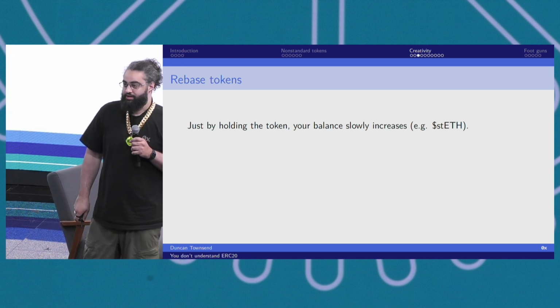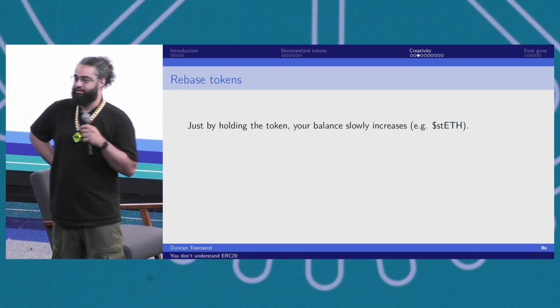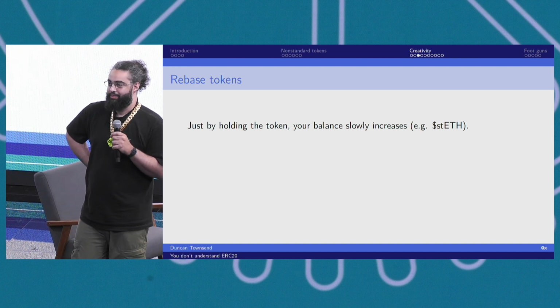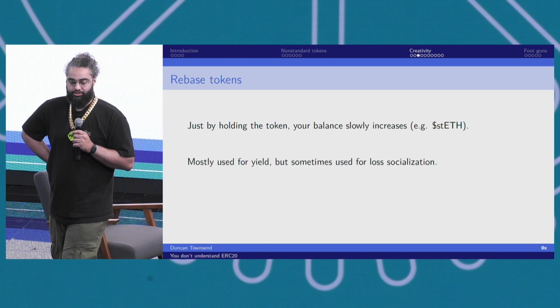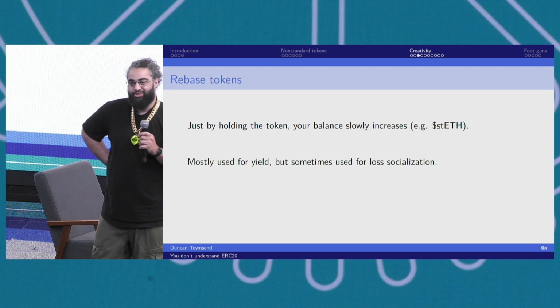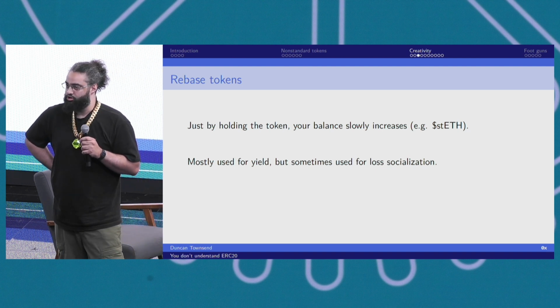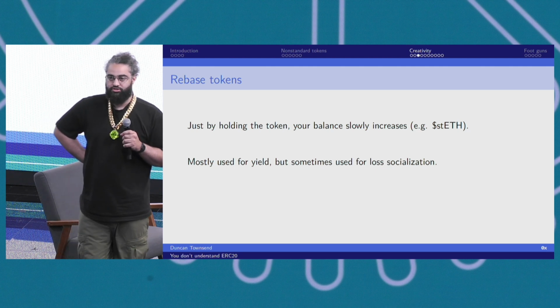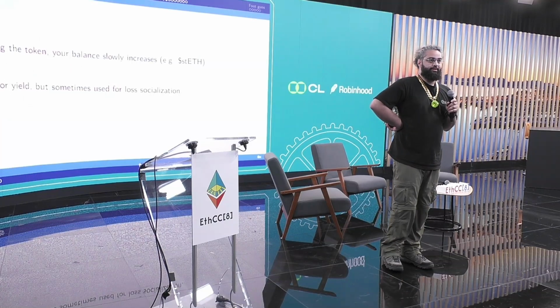Rebase tokens. This is things like staked ETH. Rather than having the value of the token go up over time, the balance of your account goes up over time. And so just by holding that token, your balance slowly increases. It's also sometimes used for loss socialization. If it's like a reinsurance protocol, you can all of a sudden take a little bit of token from everybody's account to cover some kind of protocol loss. So don't always assume that rebases are positive. Negative rebases are also possible.